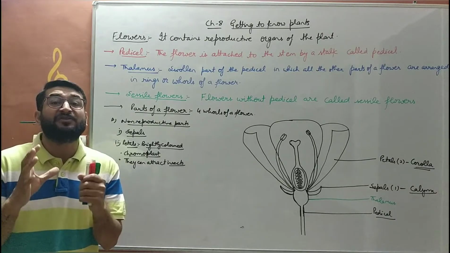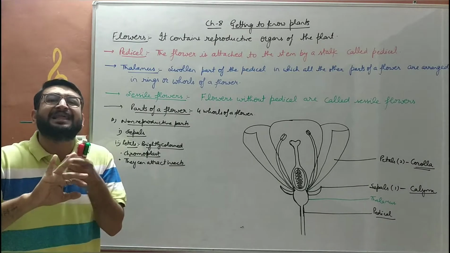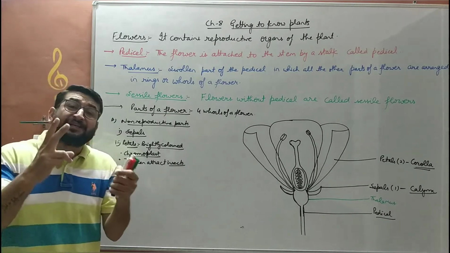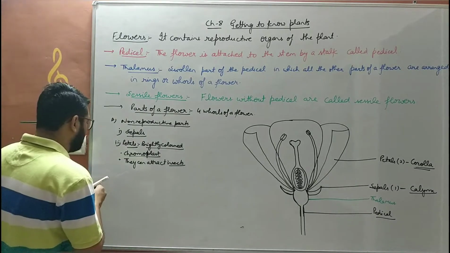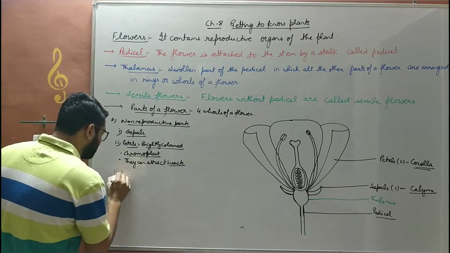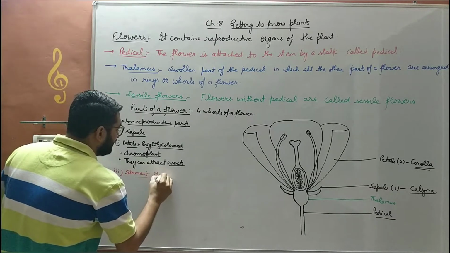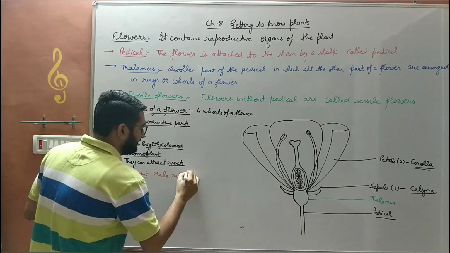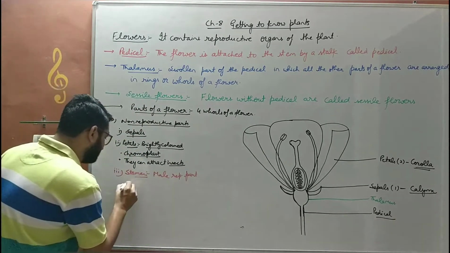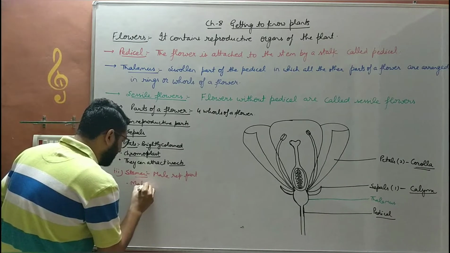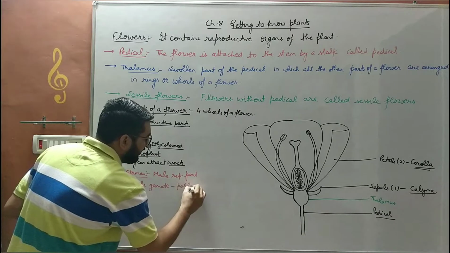Why? Because they are not giving rise to the reproductive cells, that is pollen grain and the egg. The next two whorls are reproductive. The third whorl is stamen. Male reproductive part of a flower. The part in which male gamete, male sex cell, that is pollen grain, is formed.